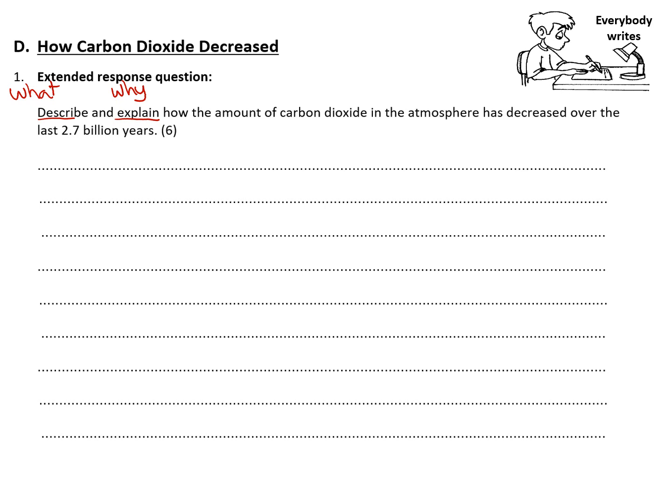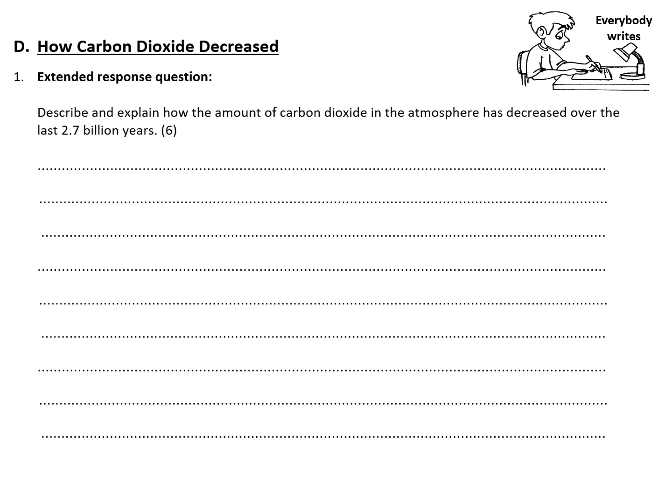So we're looking at how the amount of carbon dioxide in the atmosphere has decreased over the last 2.7 billion years. So that 2.7 billion years, it's telling you that that's since the evolution of plants. Okay, so I want you to give yourself a few minutes to formulate your answer, write it in 2 to 3 very precise sentences, remembering to link the what and the why. So if we're ready to green pen, here we go.